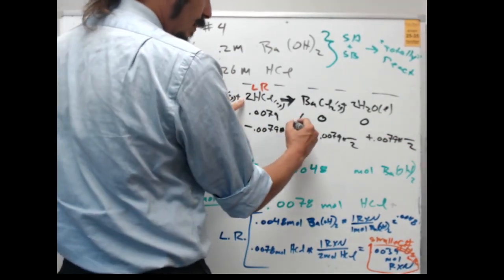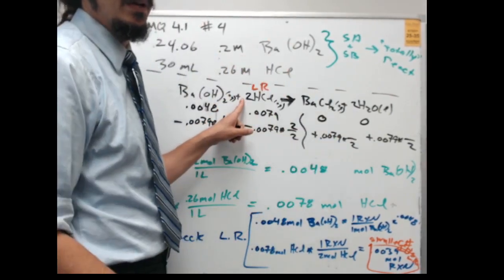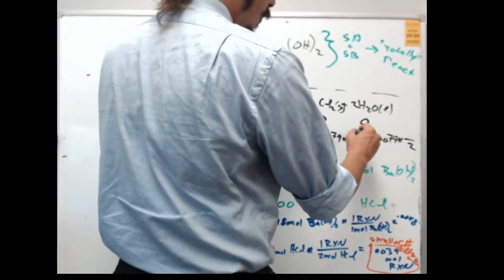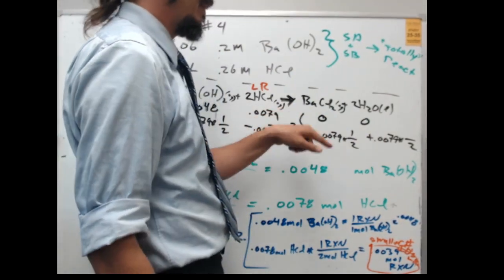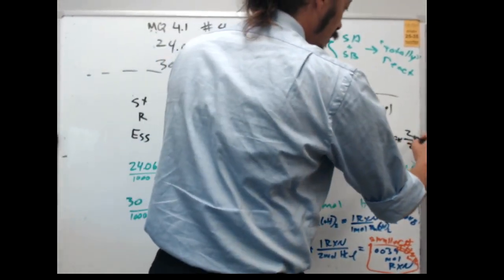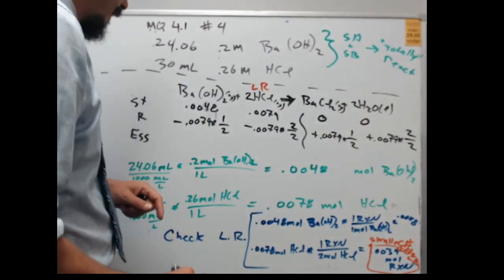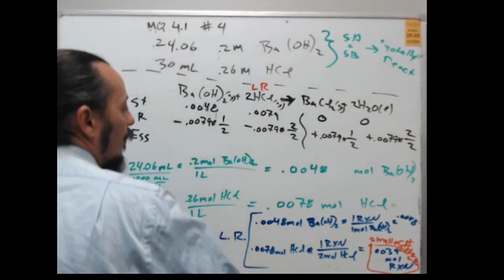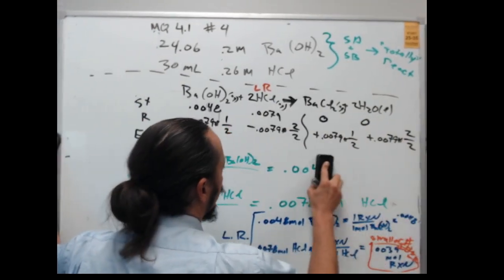Here I'm looking at my hydrochloric acid. I use 2HCl for every time the reaction happens. Here I've got 1 mole of barium chloride produced for every time the reaction happens. 2 moles of water produced. That's what really confuses me, that fraction. Could you explain it a little further?